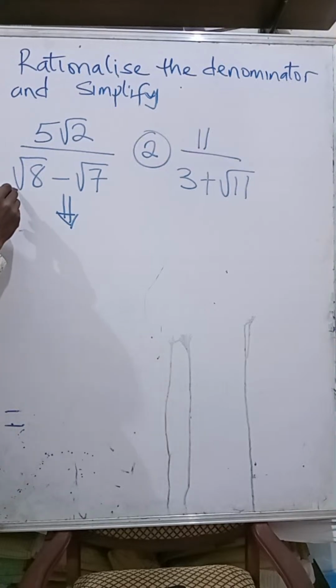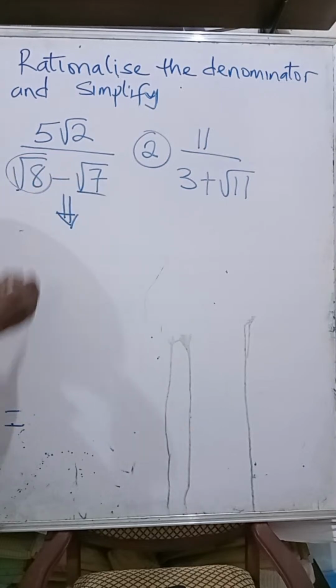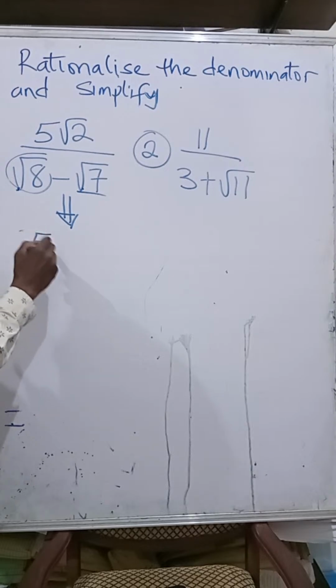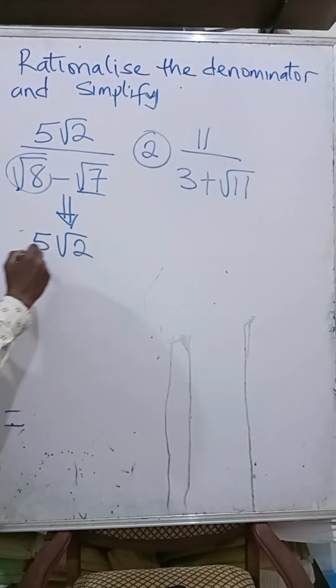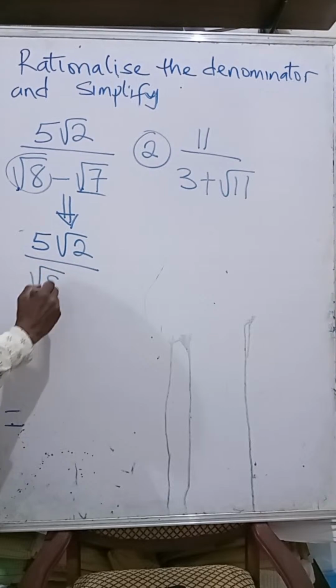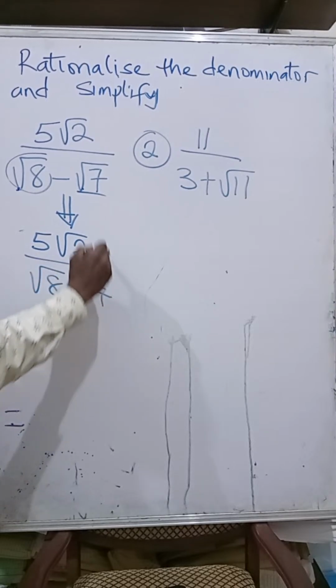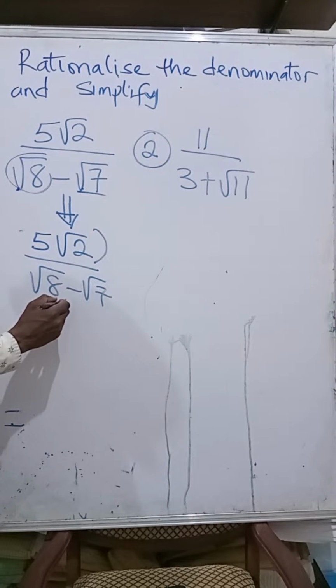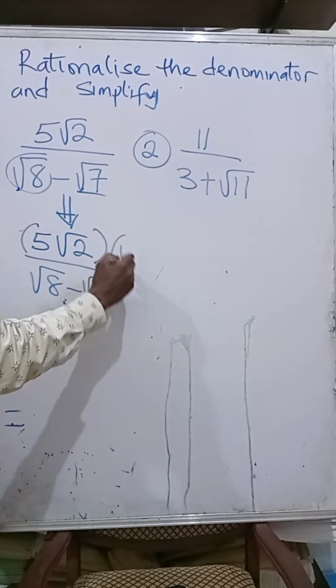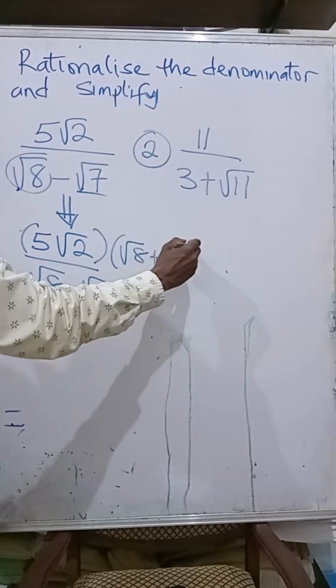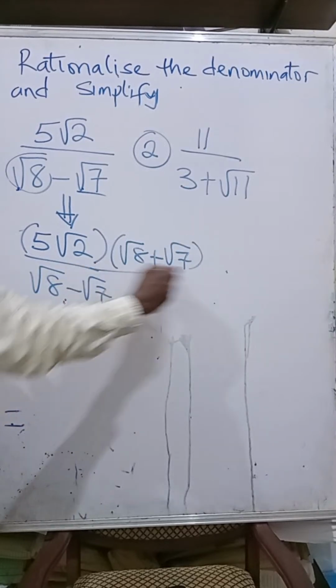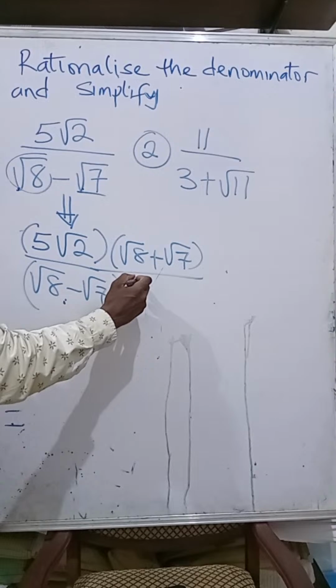The denominator has 2 parts, this one and this one, and each of them is irrational. So we're going to use the conjugate of the denominator to multiply the top and the bottom. The conjugate of this one is root 8 plus root 7. That's the conjugate.